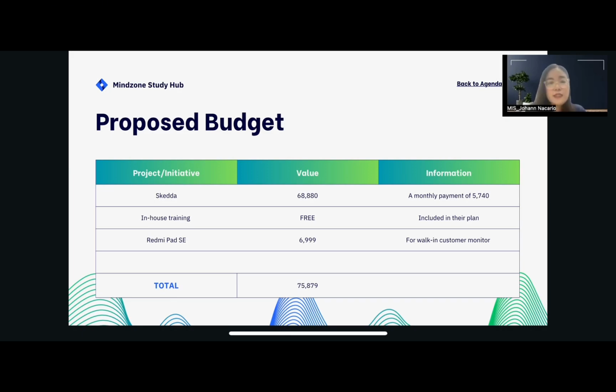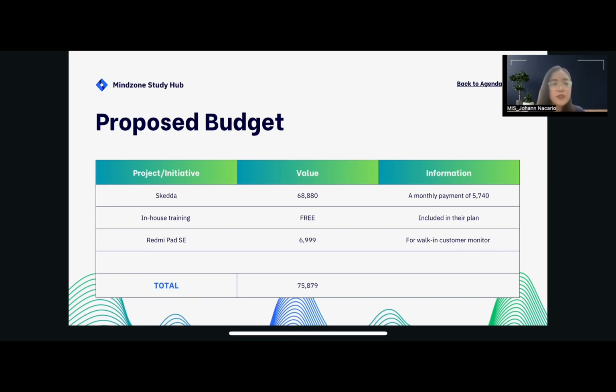And they will need an annual budget of 68,880 just for the system itself. This is actually a monthly payment of 5,740, but we just integrated it as an annual payment. And then we also need the in-house training, which is actually just free since it's included in the plan.